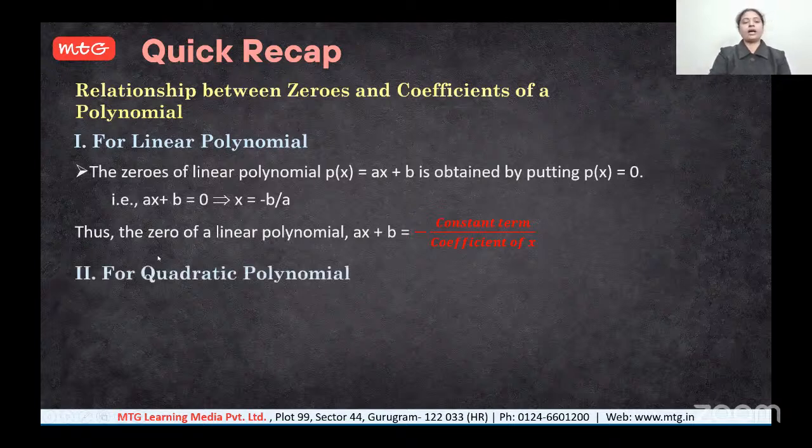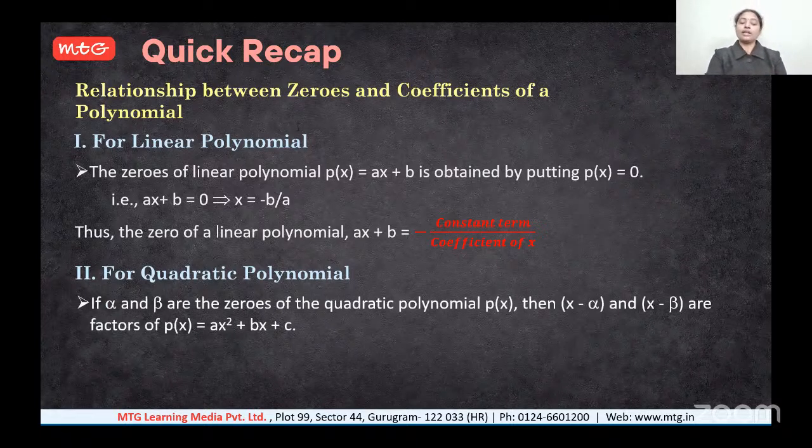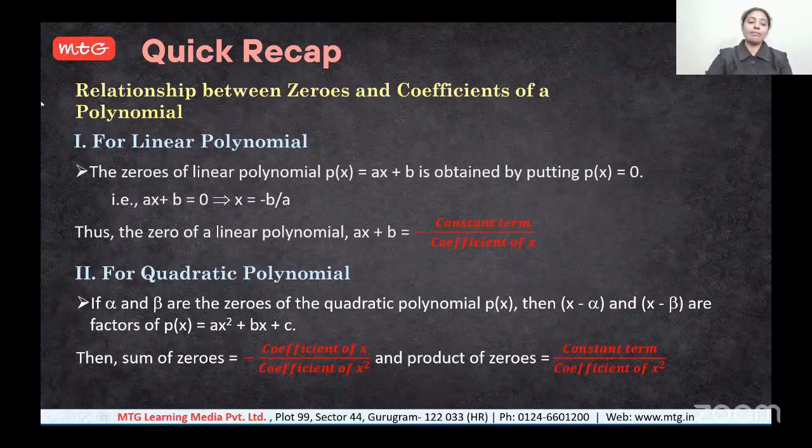Moving further, you have a quadratic polynomial. When a quadratic polynomial is given, obviously it will have 2 zeros. All of you know that. Now, if you consider alpha and beta as the zeros of it, you can remember the sum of zeros as the coefficient of x divided by the coefficient of x square. Here, the coefficient of x is b and the coefficient of x square is a. So this is the sum of zeros. And the product of zeros is the constant term divided by the coefficient of x square.